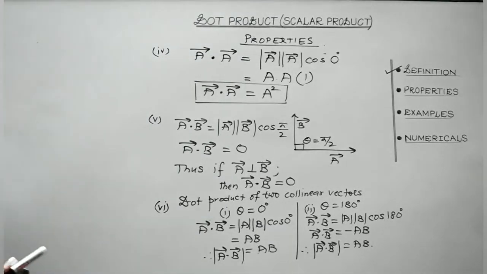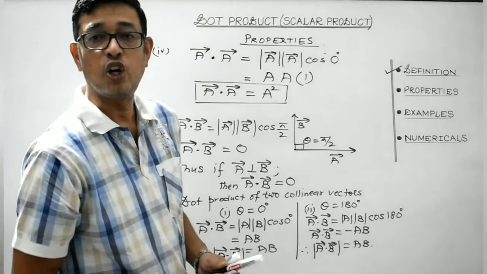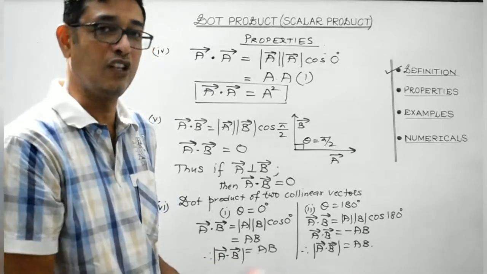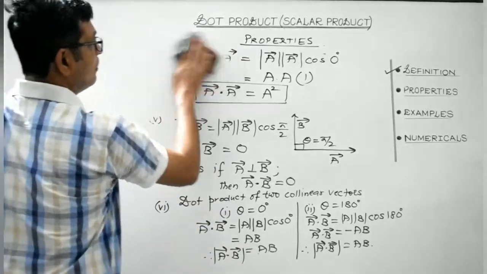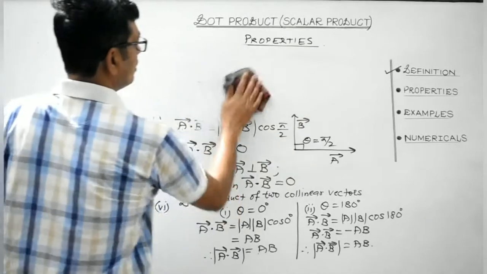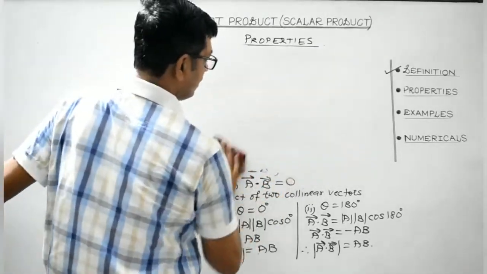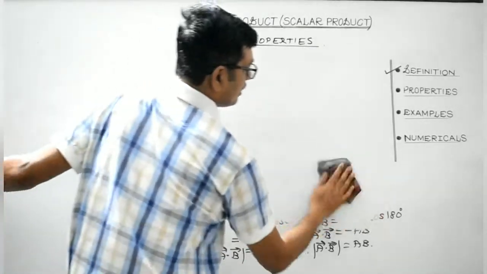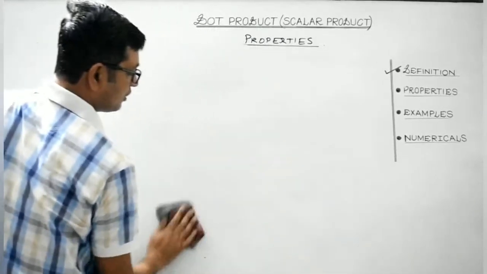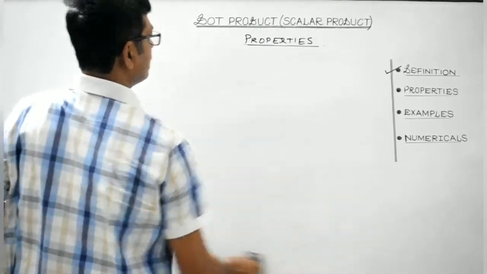Okay, now let's discuss the dot product in terms of rectangular components, right? And before that, we need to discuss the dot product of unit vectors. So let's discuss the seventh property, which is the dot product of unit vectors.